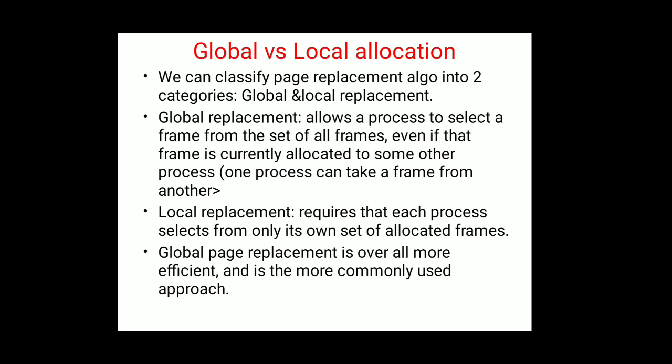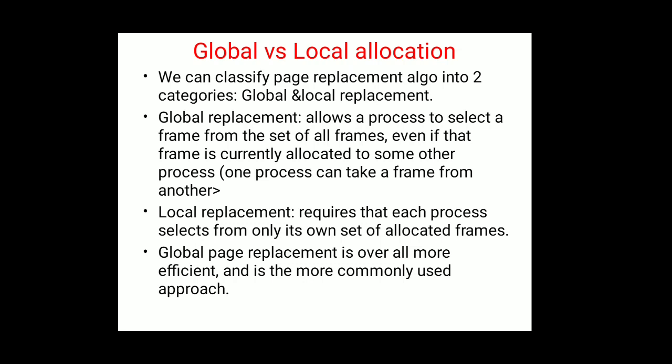Now coming to the global versus local allocation. The page replacement algorithm can be broadly categorized into two: global replacement and local replacement. So what is global replacement? It allows a process to replace a frame from the set of other frames, even if the frame is currently allocated to some other process, which means that one process can take a frame from another. That is nothing but global replacement.